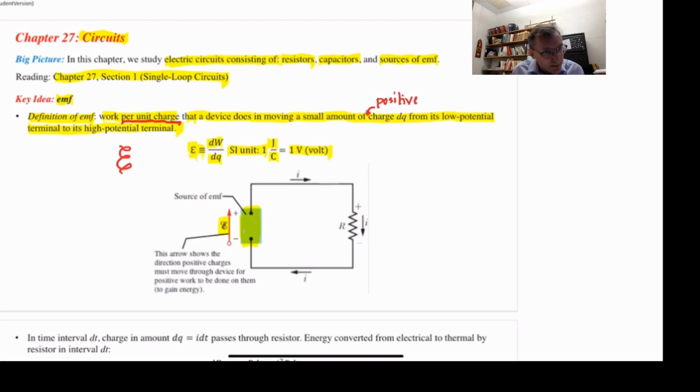An object that's going to be able to do work on positive charges. All sources of EMF have a high potential terminal and a low potential terminal, so the diagram marks those. And then they put the little curly E beside it to say it's the source of EMF. Then your book draws this interesting little red arrow with an open circle at one end and an arrowhead at the other. You draw that arrow to show the direction positive charges must move through the device for positive work to be done on those charges and thereby have them gain energy. So as long as you have conventional current, positive charge flow, in the direction of the red arrow for any source of EMF, that EMF is doing positive work and thereby giving energy to your current.